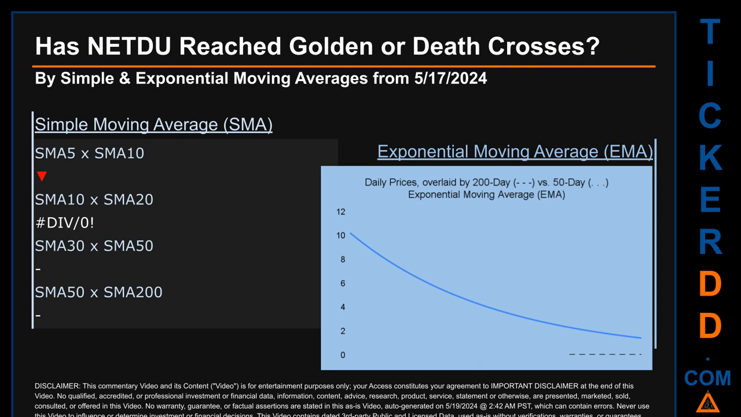We found a death cross signal for the 5 to 10. We could not find either a golden cross or a death cross signal for the 10 to 20, the 30 to 50, and the 50 to 200.